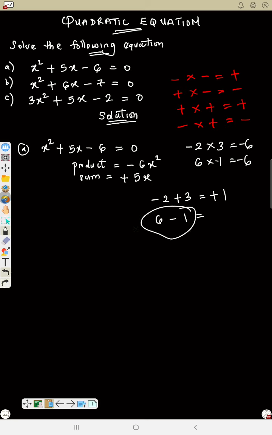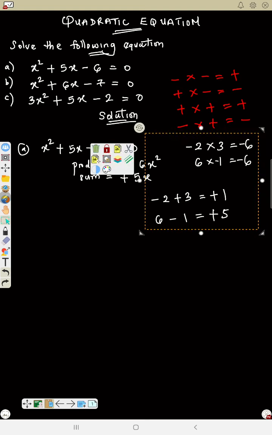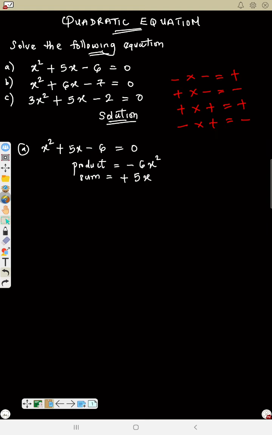Again, 6 minus 1, that is plus 5. Now out of the two, which one satisfies our equation, which is plus 5? The one I will use is 6 and minus 1. So that means my two factors will be 6 and minus 1. Those are the two numbers I will use to get my product and also my sum.